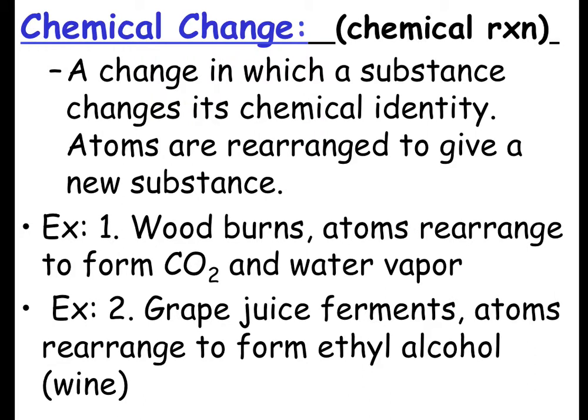When we talk about chemical changes, we also refer to them as chemical reactions. So it's the change in which a substance changes its identity, atoms are rearranged to give new substances. So wood burning, you can't unburn a piece of wood. When you burn the wood, you form carbon dioxide and water vapor. And if it doesn't do complete combustion, you may have some ash or some other items left over.